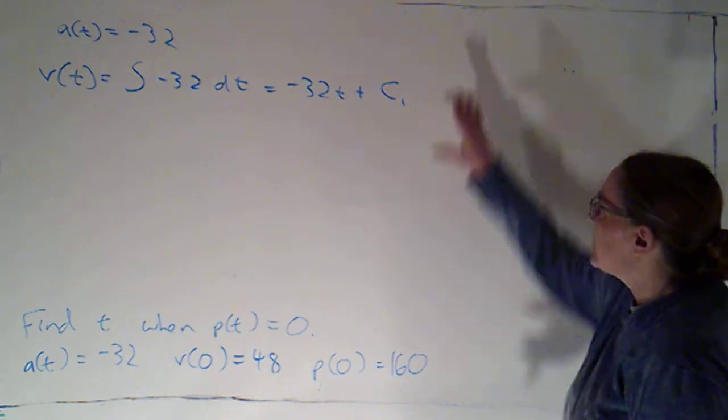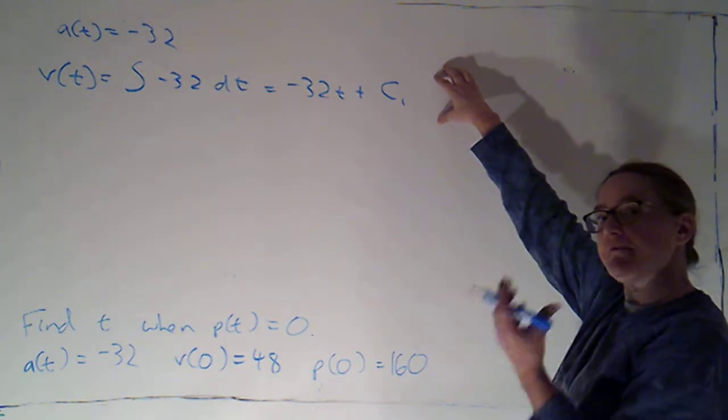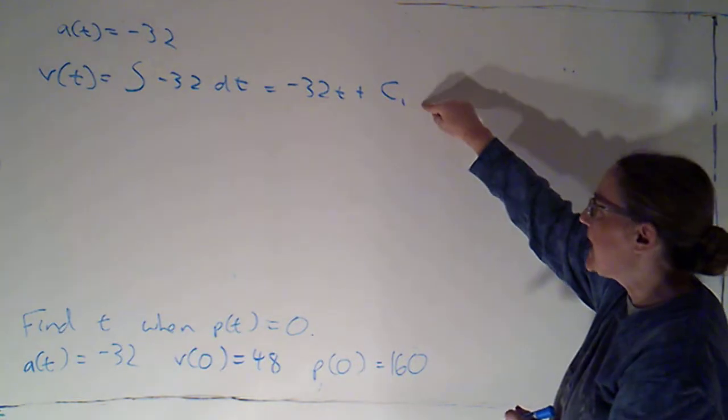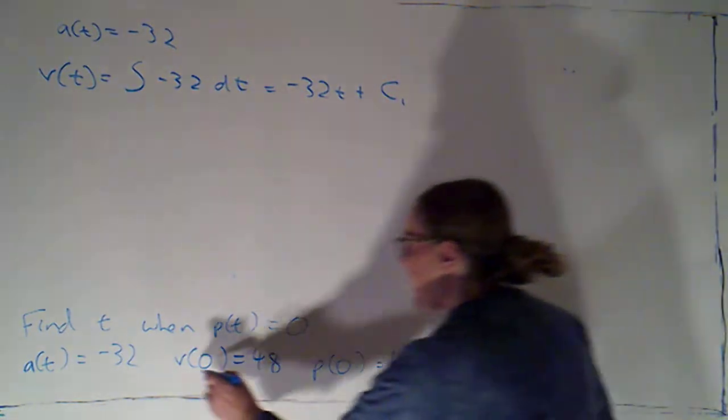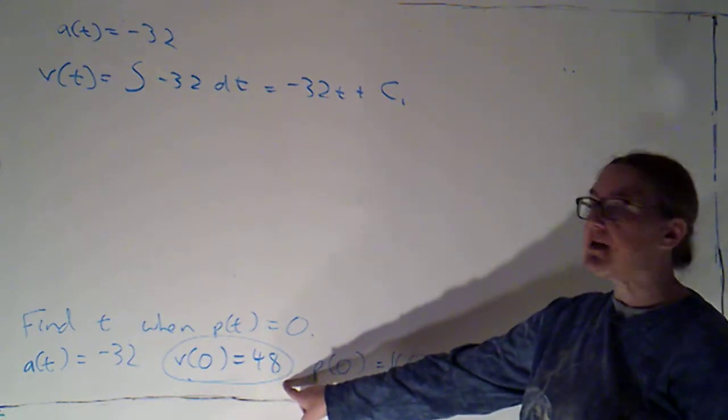So this is the family of functions where I know that the velocity of this particular object is one of the members of this family. I'd like to know which one, and I can figure that out because I can use this initial condition.